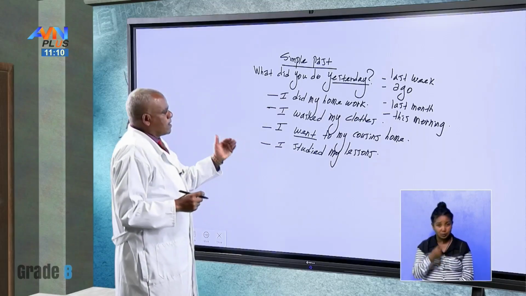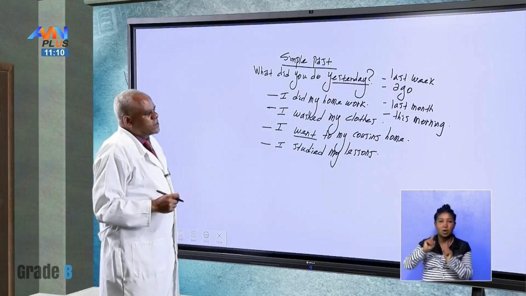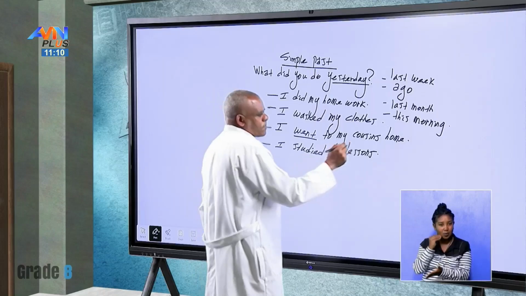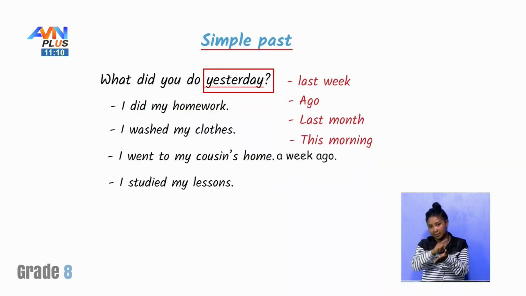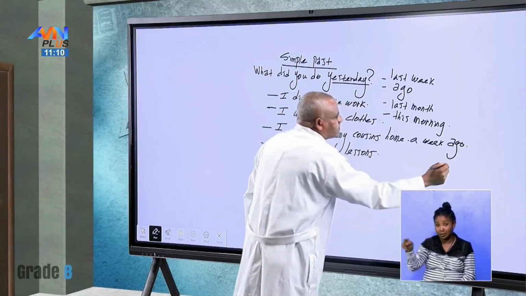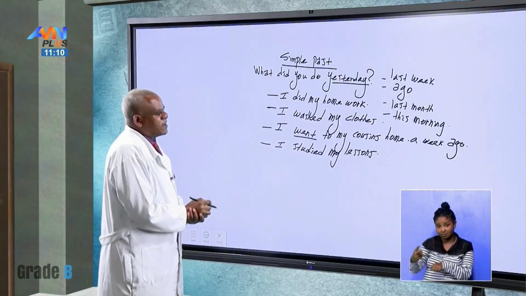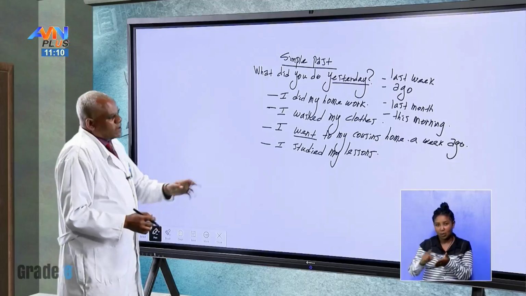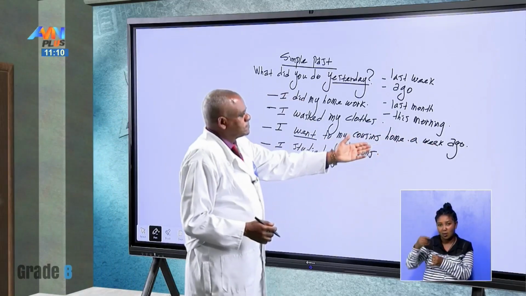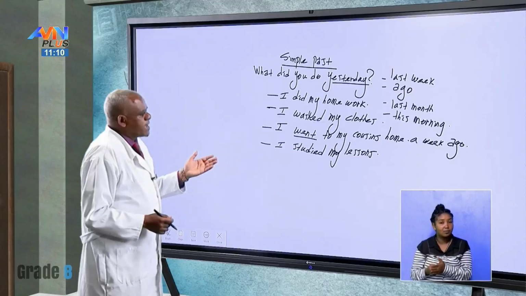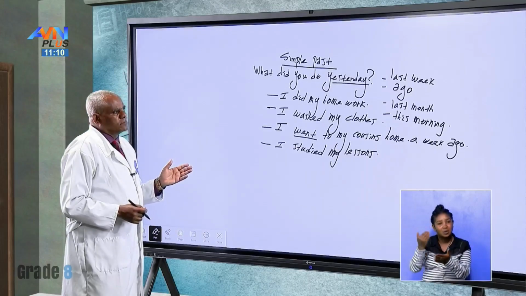You see, I went to my cousin's home a week ago. Look at this time adverb, right? A week ago. Ago usually takes the final position here. Therefore, I went to my cousin's home a week ago.